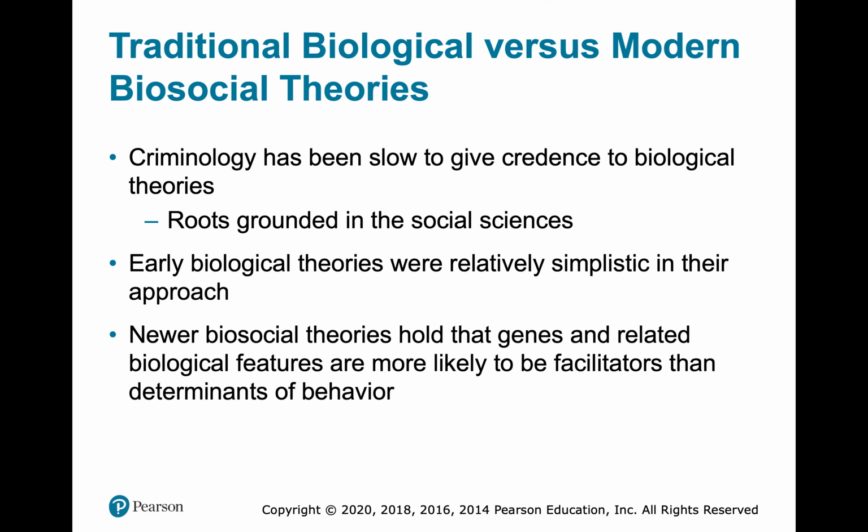So, criminology has been slow to give any credence or validity to biological theories. Mostly this is because of its strong roots in the social sciences. Also, early biological theories were pretty simplistic in their approach, and most of those have since been proven false. Newer theories, though, which we'll talk about in Chapter 4, hold that genes and related biological features are more likely to be facilitators rather than determinants of behavior.